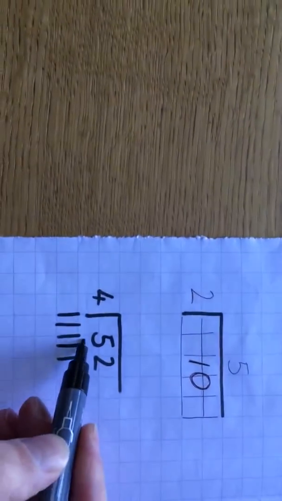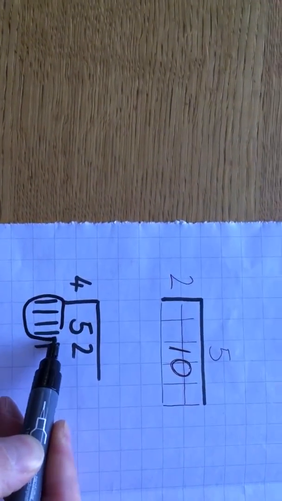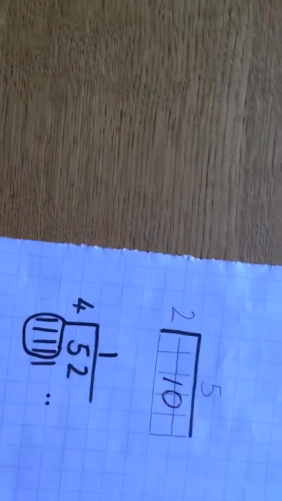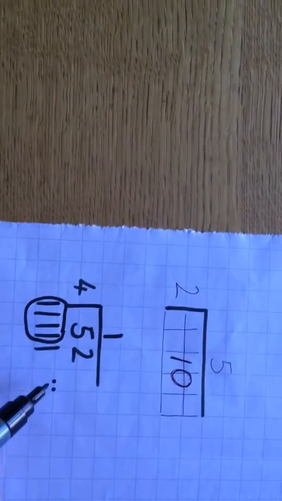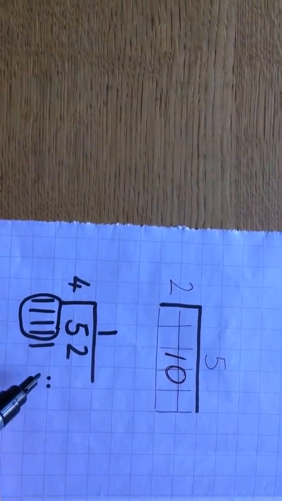So here is a picture of what we did before. And we've got 52, and I've drawn the 10s and I've drawn the 1s. Can I make groups of 4 with these 10s? Oh, I can make one group of 4. And I've got this one left over, which I'm going to move over here and make it a 10.